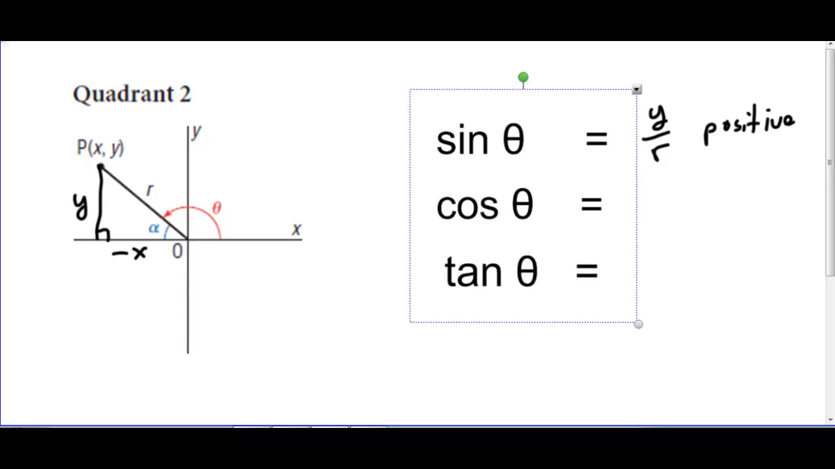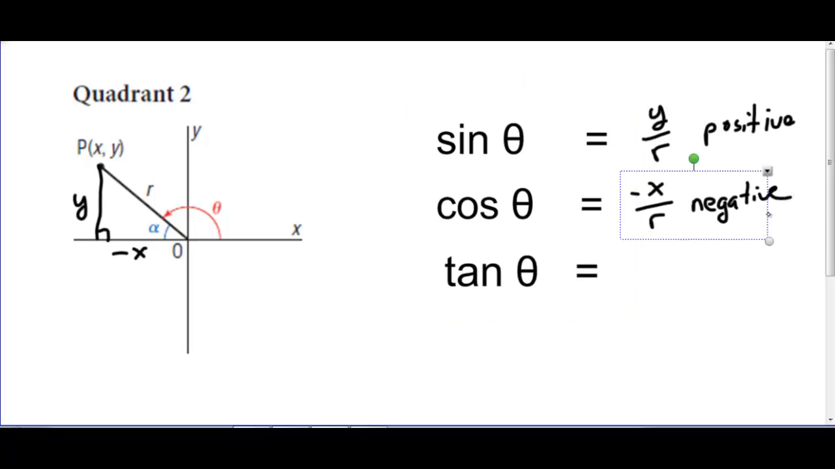Now for cosine, I have x over r, but in this case my x has a negative value because I'm in the negative side of x. So it's going to be negative x over r, which is a negative value. And finally, my tangent is going to be y over x, but in this case the x is negative because it's on the negative side of the axis, so it's going to be negative. So in the second quadrant, the only one of our trig functions that's positive is going to be the sine function.